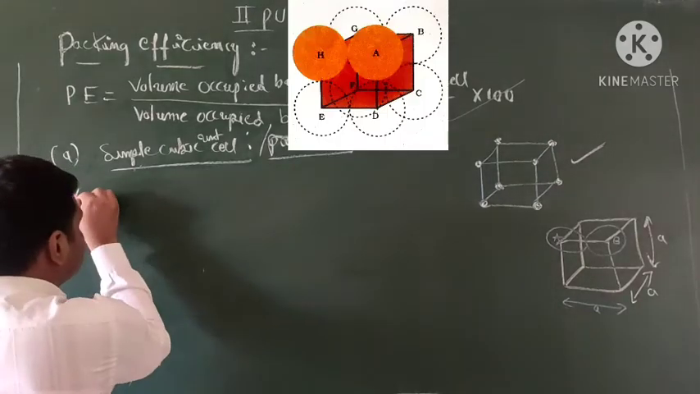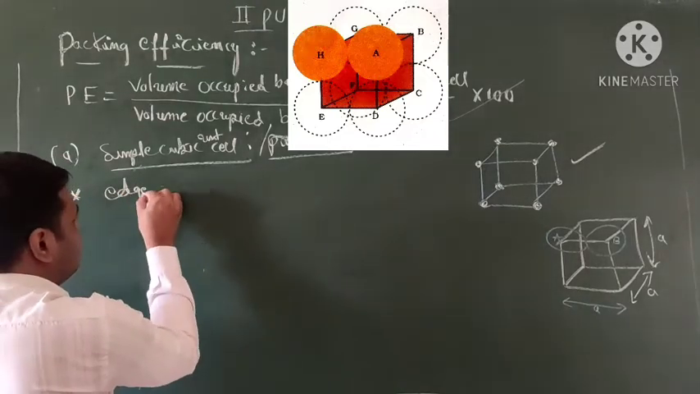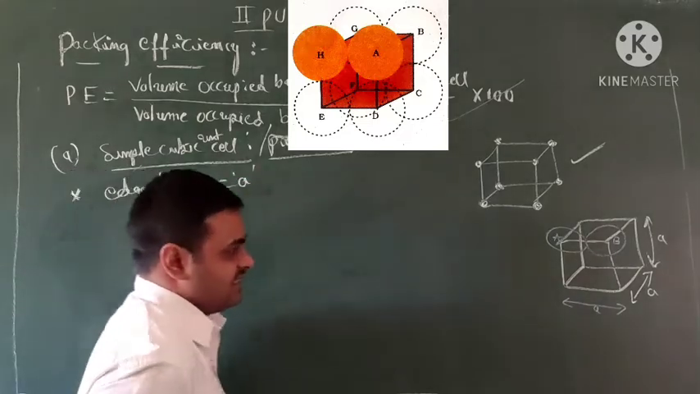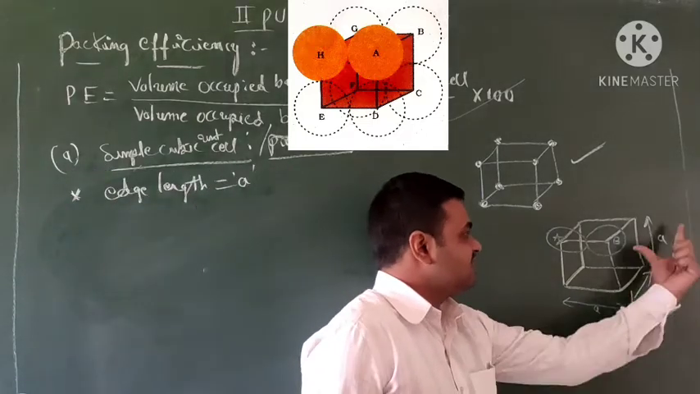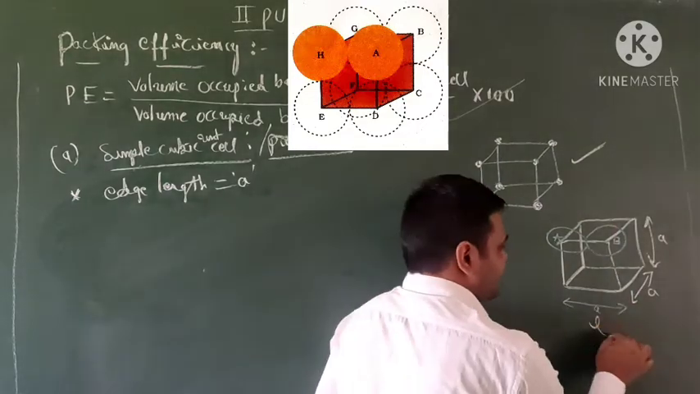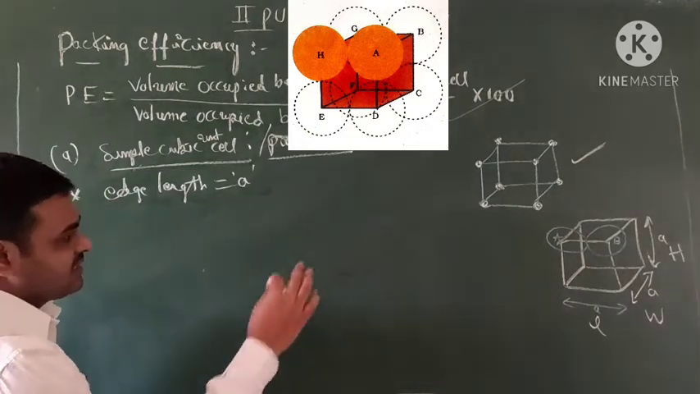First we consider edge length. Edge length we consider as A. A is the edge length. This is one of the edge lengths. This is also. This is the length, this is the width, this is the height.